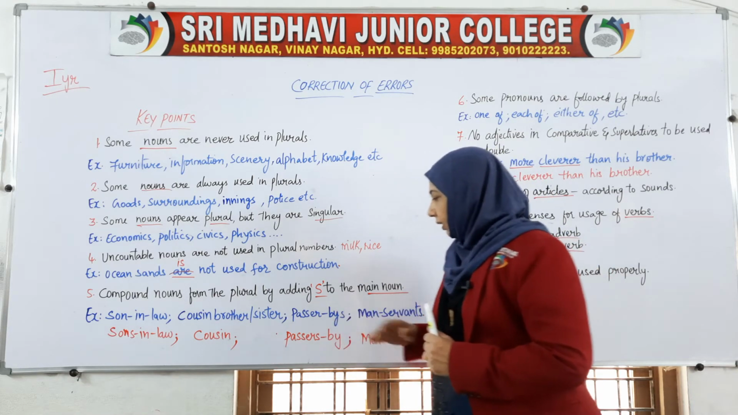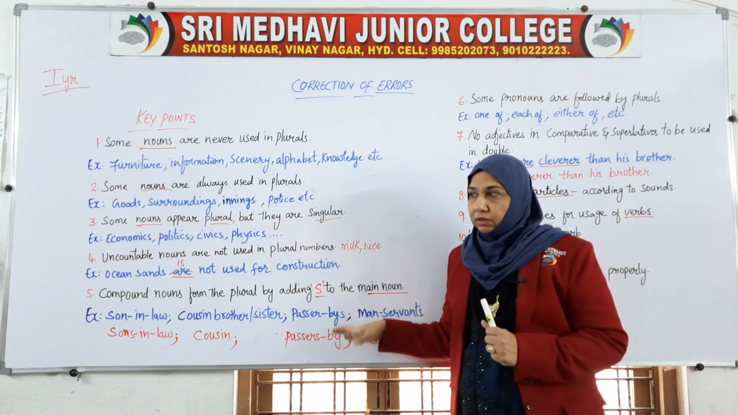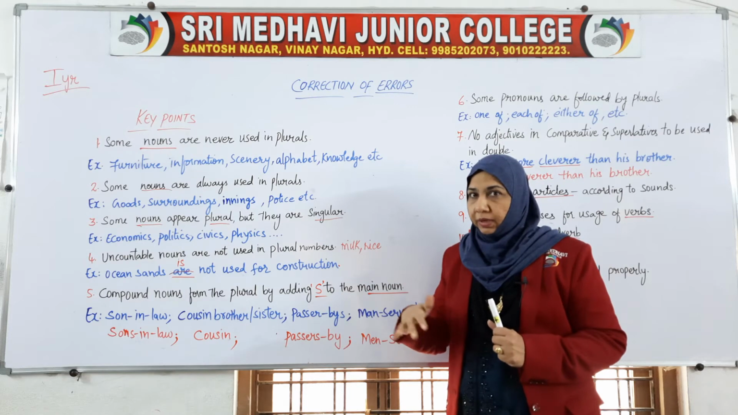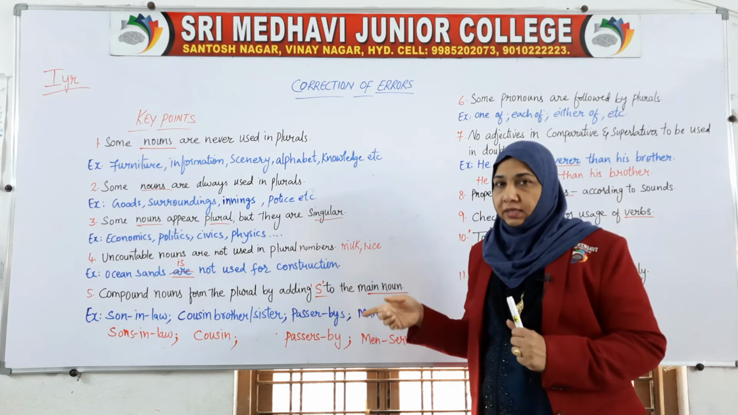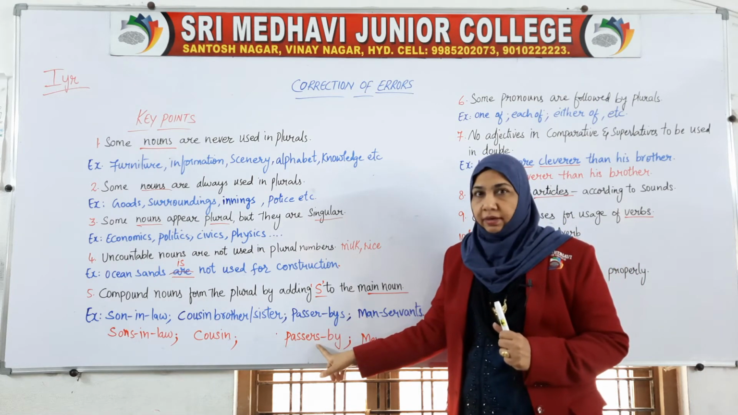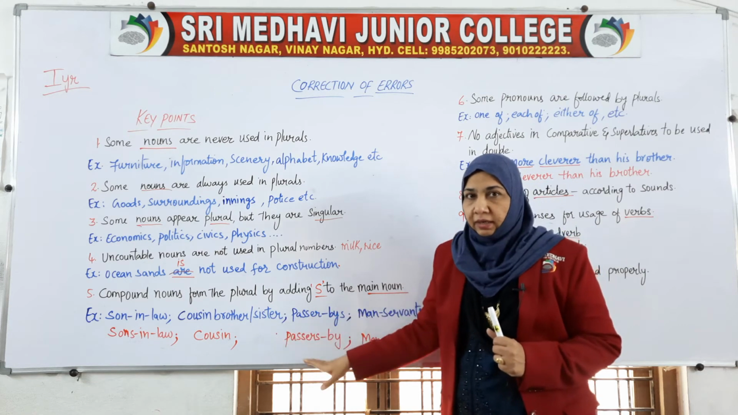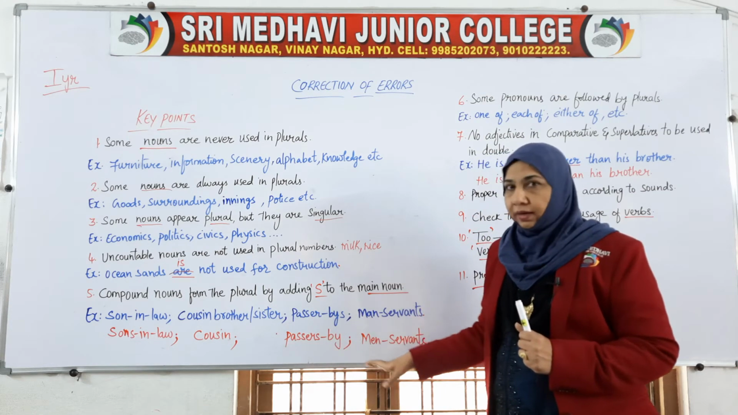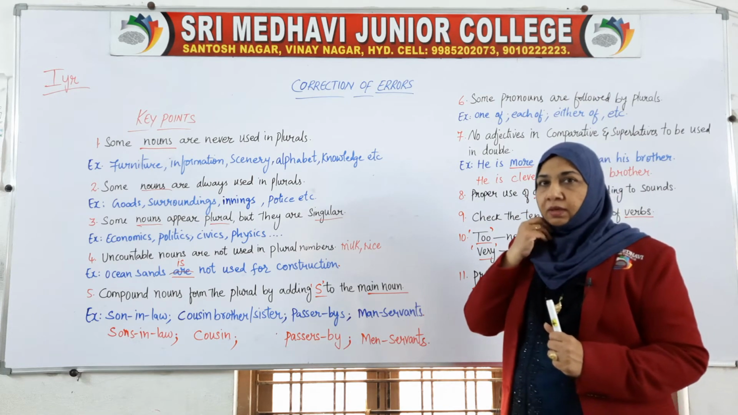Fine. Next is passerbys. Those who pass from one place are known as passers-by, not passerbys. The s should not be added here, it should be added here. Passers-by. I have written all the correct ones in red. Passers-by. Okay.